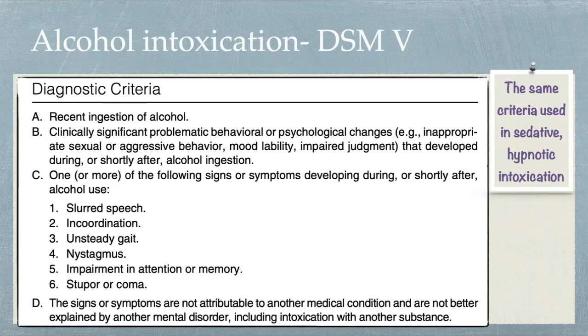I would like to start with alcohol intoxication, and this is the page from DSM-5. The diagnostic criteria include one or more of the following signs and symptoms. Let's focus on diagnostic criteria part C. One or more of the following signs and symptoms developing during or shortly after alcohol use: slurred speech, incoordination, unsteady gait, nystagmus, impaired attention or memory, or stupor or coma.